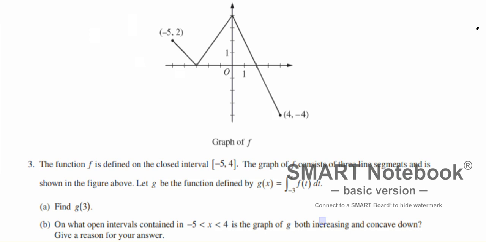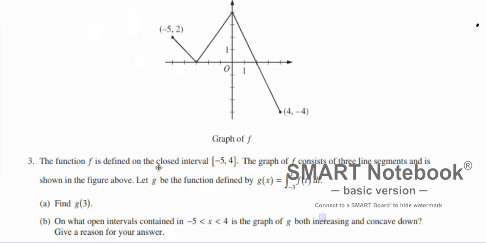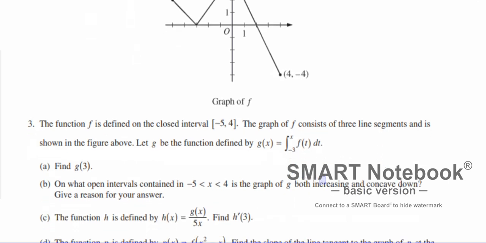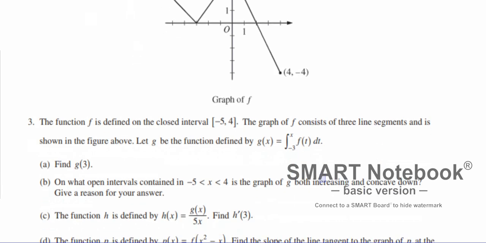So let's say we have a function f defined by this graph from -5 to 4. The graph of f consists of 3 line segments, and is shown above. Let g be the function defined. Now this is really, really important. g is this integral. So g of x is the integral from -3 to x of f of t dt.